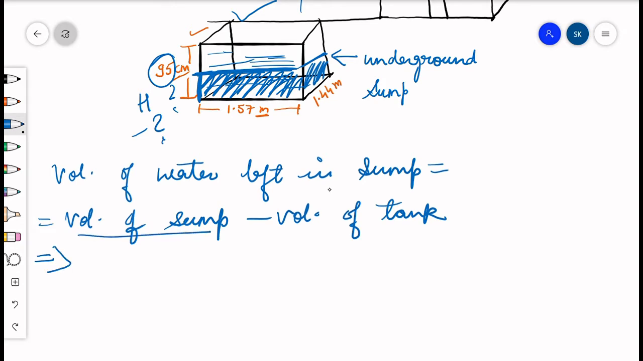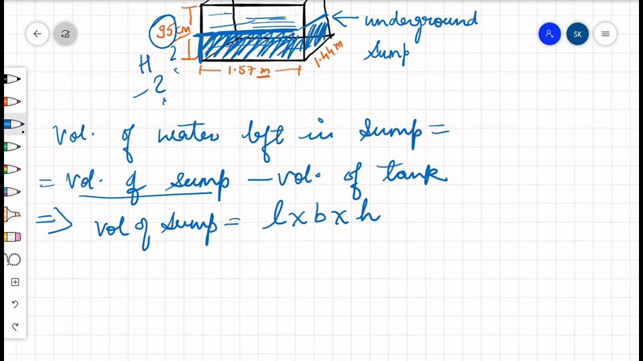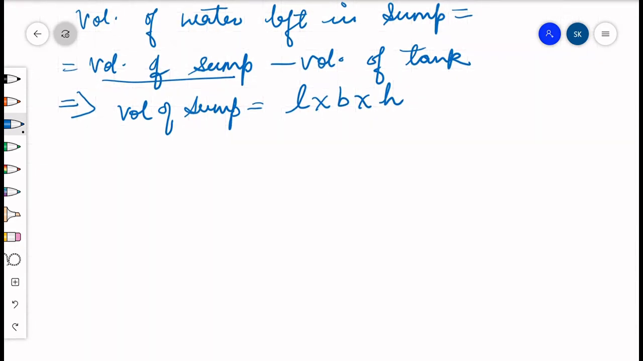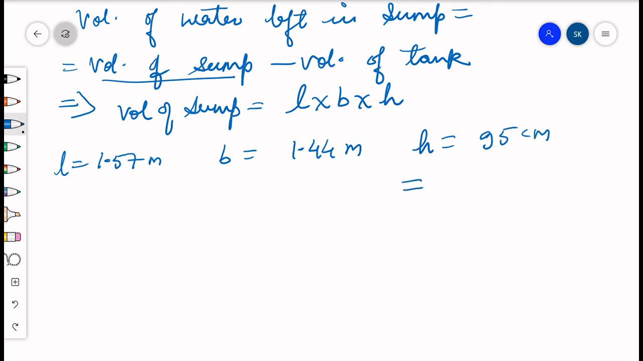So first let's find out this. Therefore, the volume of the sump, it is a cuboid, so it is length into breadth into height. Here L is 1.57 meter and B is 1.44 meter, and what is H? H is 95 centimeter. You need to convert it to meters, so divide it by 100. You will get 0.95 meters.